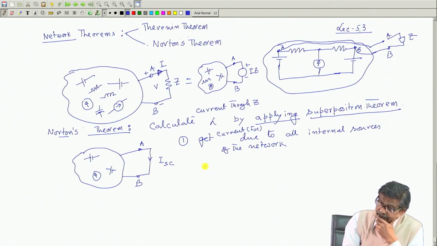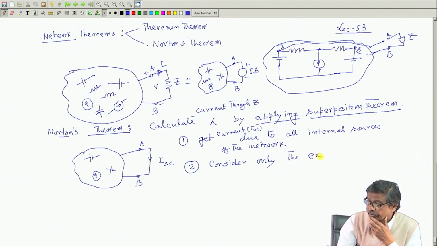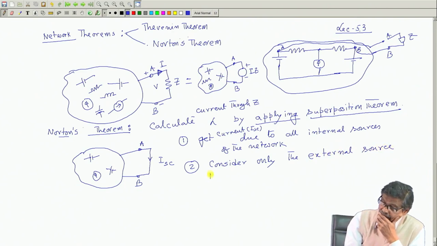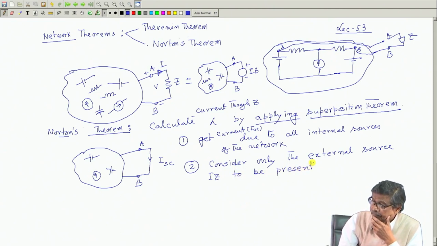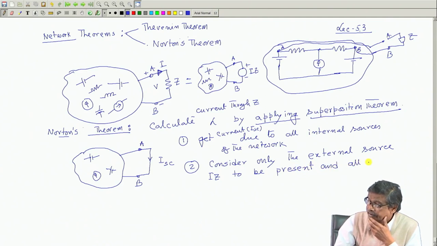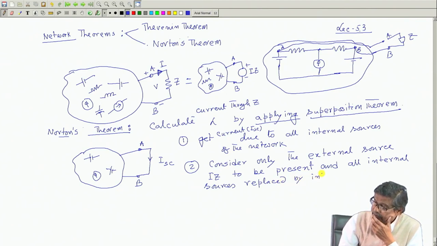Then what you do is consider only the external source I z to be present, and all internal sources replaced by internal impedances.